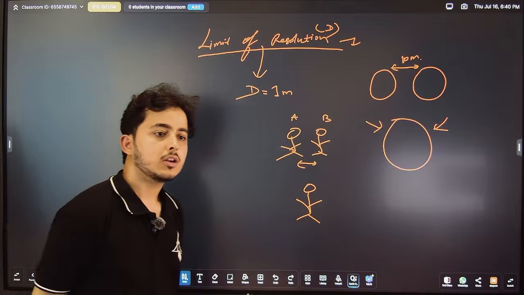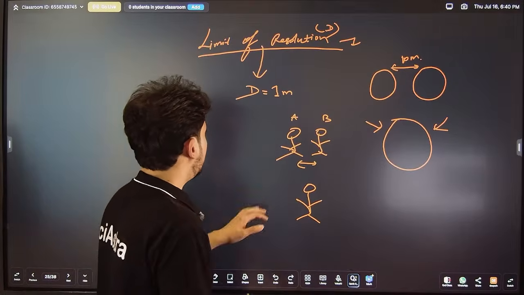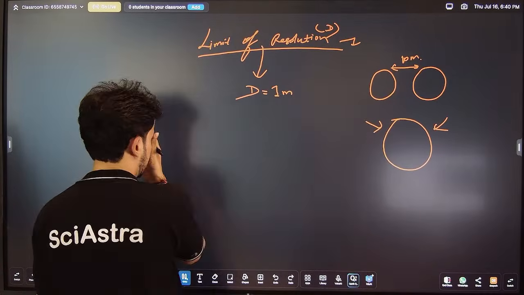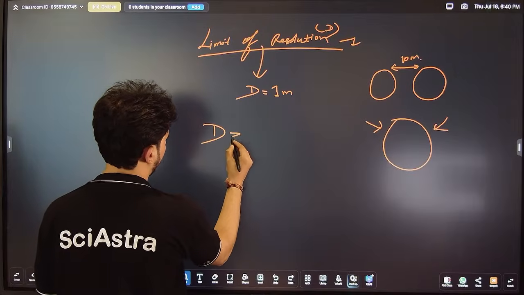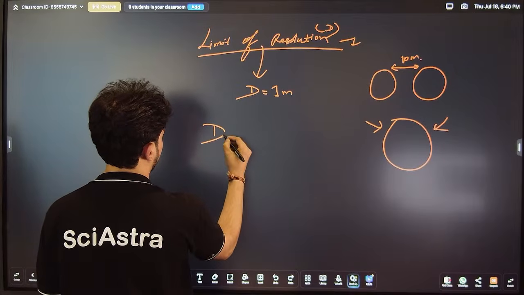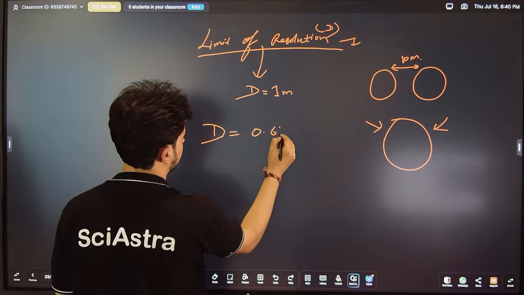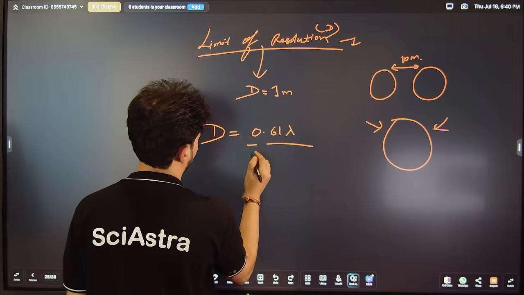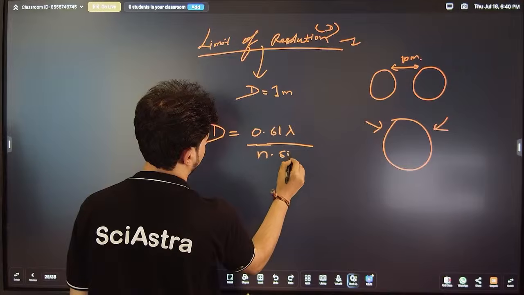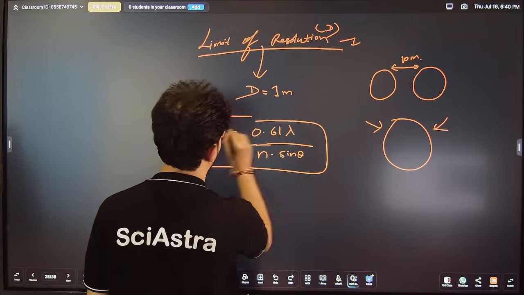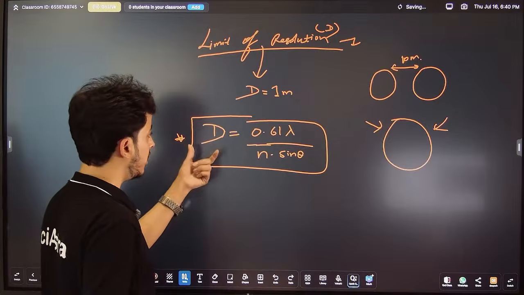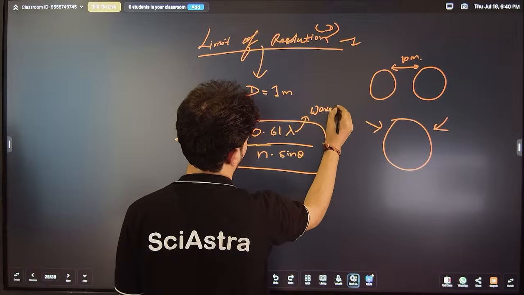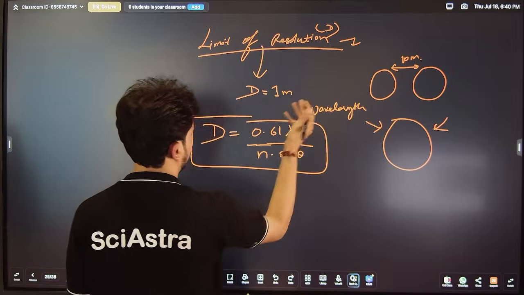Okay, clear. Good. So this was about limit of resolution, and you will study this in physics also. The main thing is the formula for limit of resolution, that is 0.61 lambda divided by n sine theta. So in this formula, lambda is your wavelength.